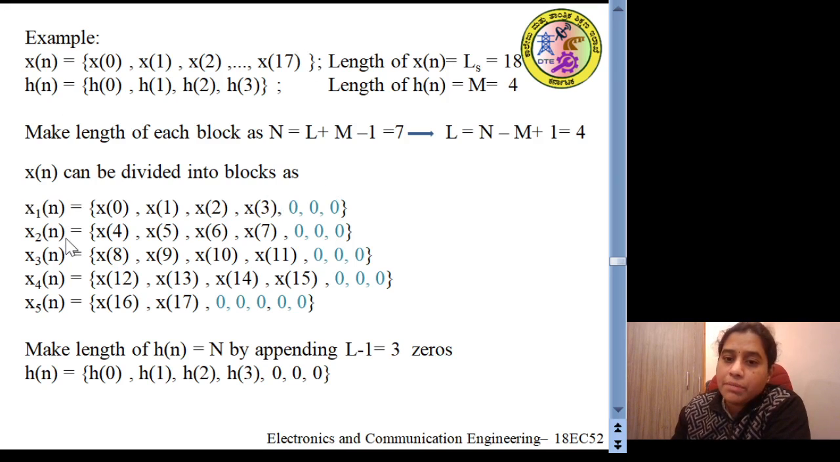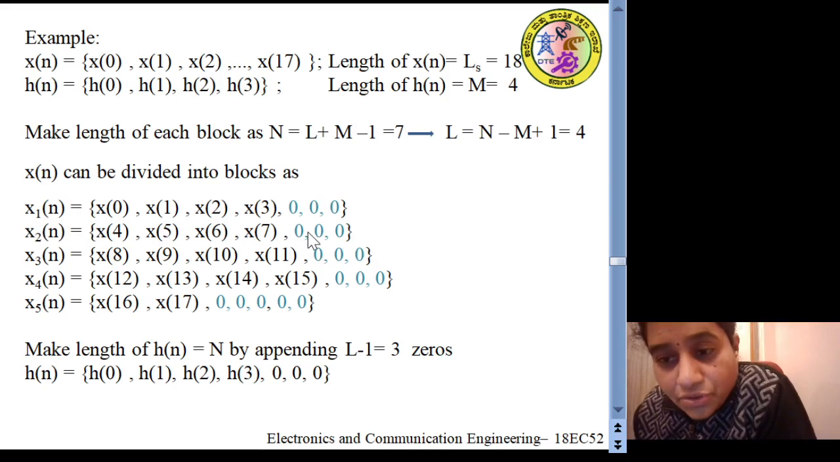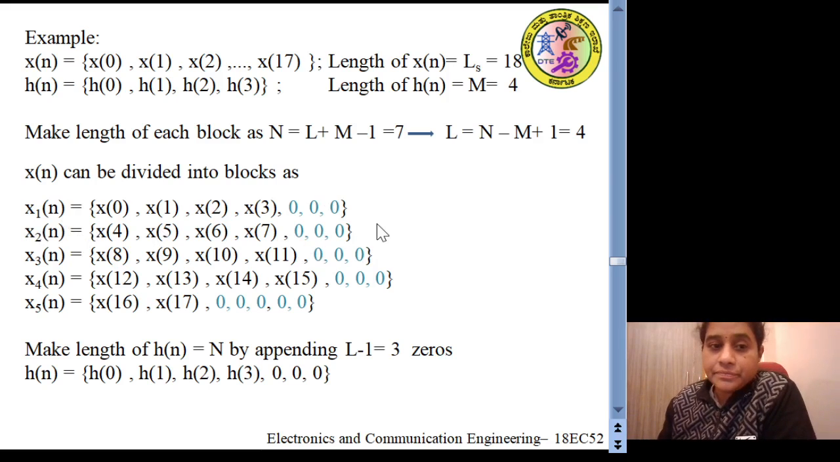Similarly, the second block will consist of the remaining L samples, that is 4 samples, x of 4, x of 5, x of 6 and x of 7. This has to be appended with a number of zeros such that the length of this particular block will be 7. So again 3 zeros we are appending here.